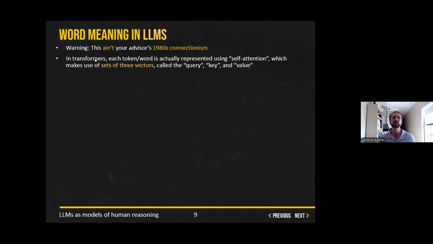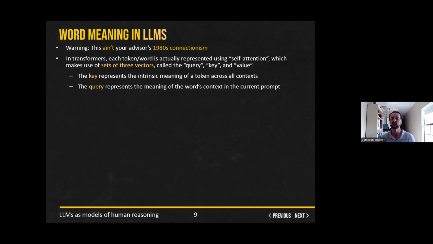In particular, in transformers, each token or word, it's easier to think about representation, is actually represented with a series of three vectors in self-attention called the query, key, and value vectors. So the key for each word or token represents the intrinsic meaning of that token across all contexts, right? So that's like undisambiguated bank. The query represents the meaning of the word's context in the current context or prompt, right? And then the value vector, that's the one you really want, is the way the vector for that token has then to be moved around to get a better grasp of its meaning in the particular context in which it occurs, right?